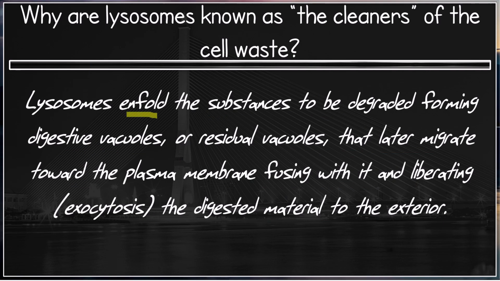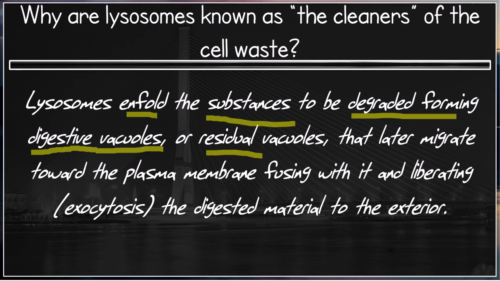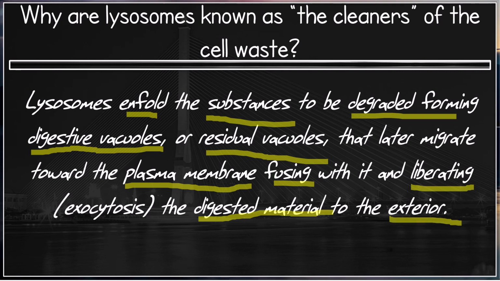Lysosomes unfold the substance to be degraded by forming digestive vacuoles or residue vacuoles that later migrate toward the plasma membrane, fusing with it and liberating, by exocytosis, the digested material to the exterior.